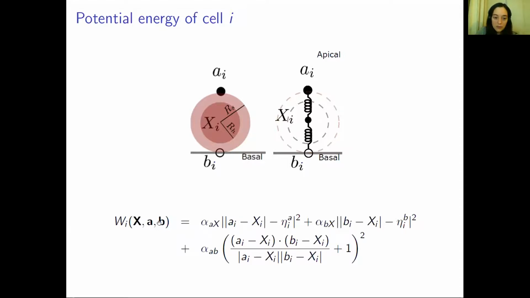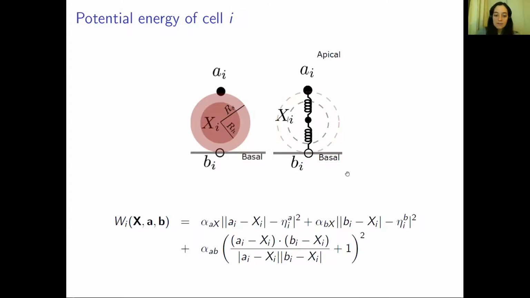So if the cell is at equilibrium, then this W is 0. And it means that the position of the apical and basal point are exactly at the distance a_A and a_B from the center. We also impose an alignment force between these 3 points, and this ensures the good configuration of the cell.